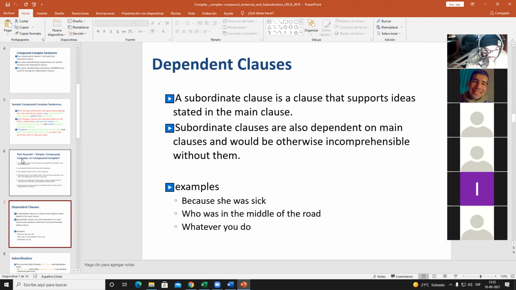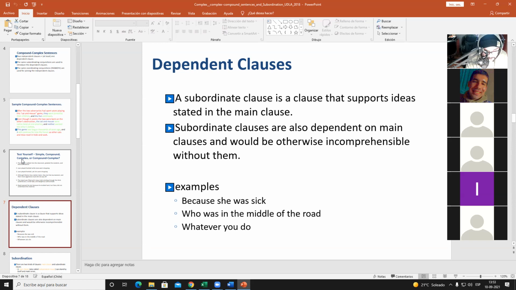Okay, second point, subordinate clauses are also dependent on main clauses. We know that, right? Because you don't have enough context and would be otherwise incomprehensible without them. That is true. Let's remember that a dependent clause is considered to be a sentence fragment, a part of a sentence, not the sentence.